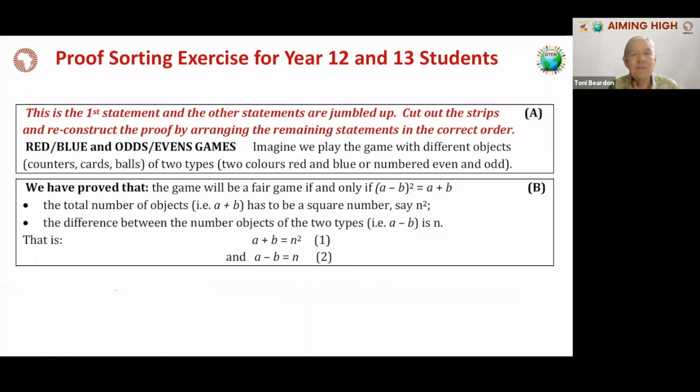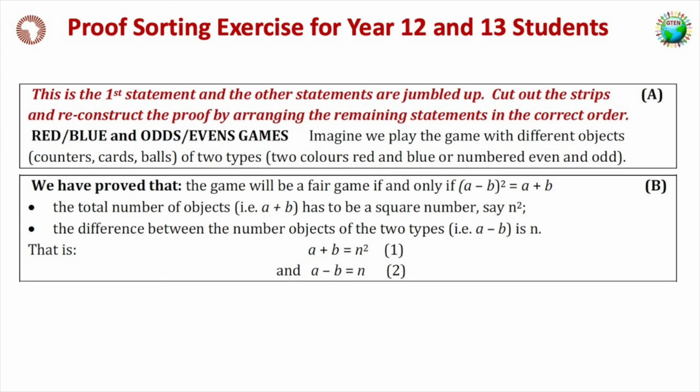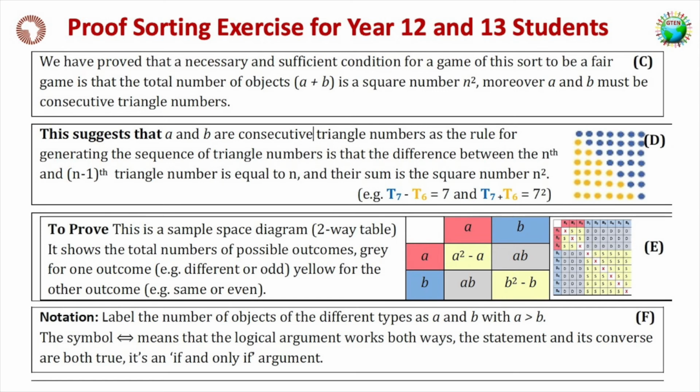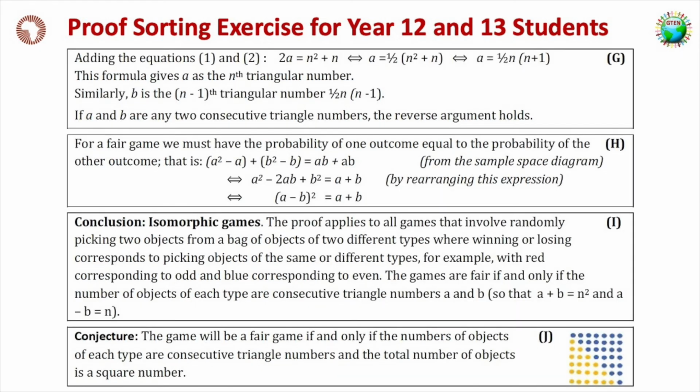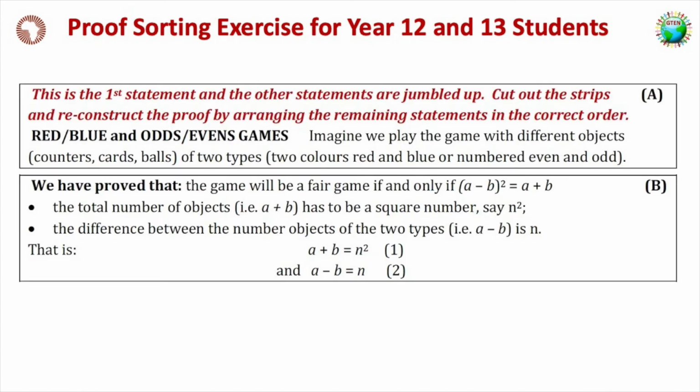And now we're coming back to this proof sorting exercise. On the last slide you saw all of the 10 strips on one page. Now I'm going to show you that we have 2, here's 4 more, and then there's another 4. We're actually going to do this. It says we have proved that. Oh, that's not it. It says we have proved.